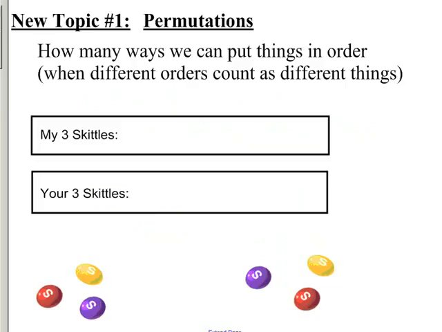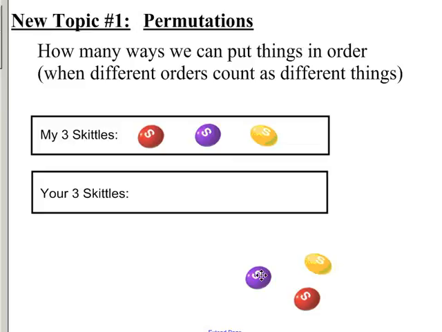Another new topic is this idea of permutations, this word permutations. Permutations are how many ways I can put things in an order if different orders count as different things. So for example, let's just say I pick 3 Skittles. I pick red, and then I pick a purple, and then I pick a yellow. And you pick 3 Skittles, and maybe you pick purple, and then you pick yellow, and then you pick red. Now a permutation says my Skittles and your Skittles are different.